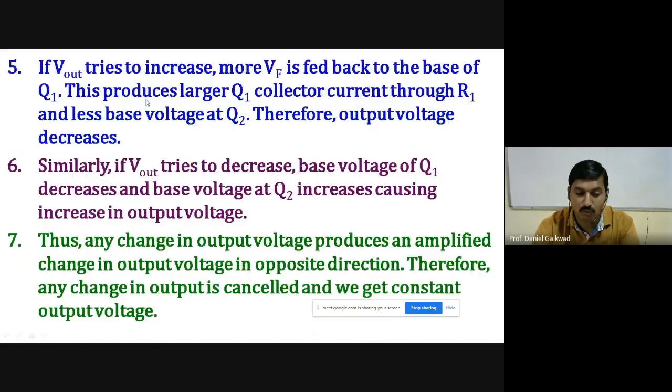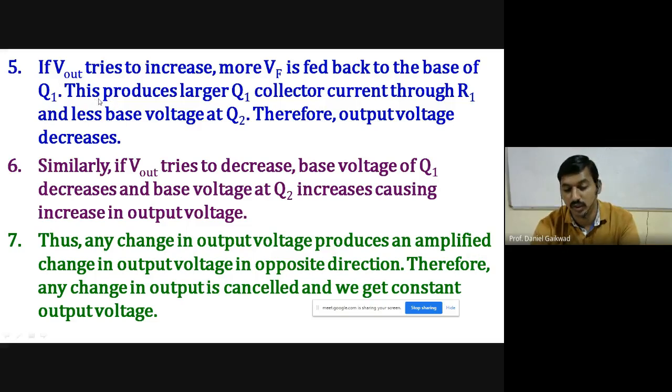Okay. Now we have the important part. Check carefully. If V out tries to increase, more Vf is fed to the base. Vf will also increase, and that Vf is fed to the base of Q1. Suppose output voltage increases, and the potential across R1 and R2 also increases. That is called feedback, and the increased feedback given to the base makes the base current increase.